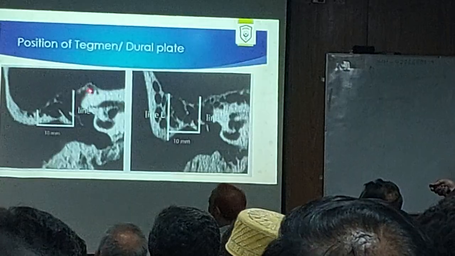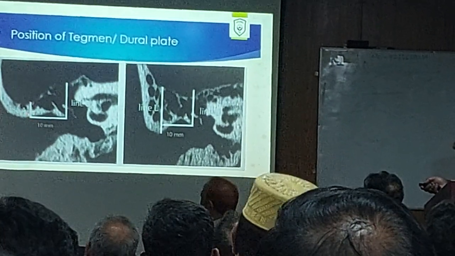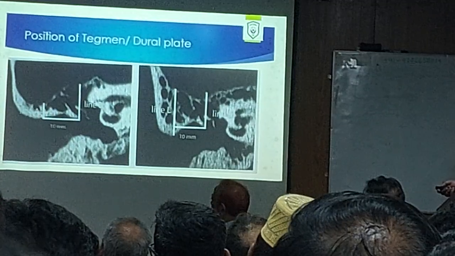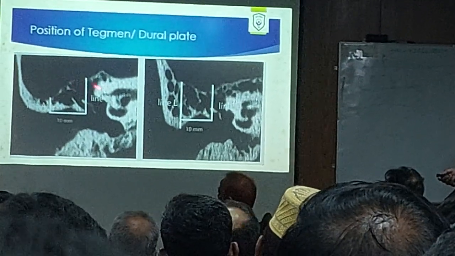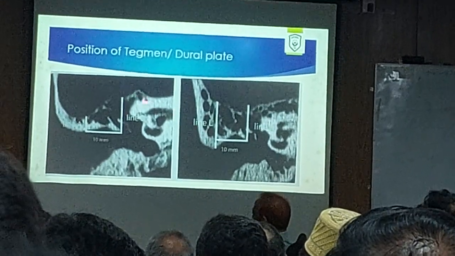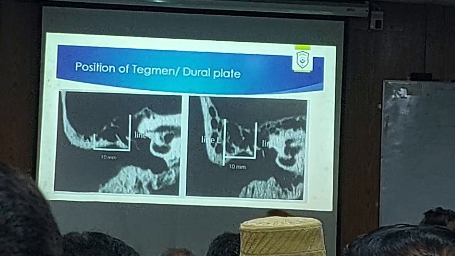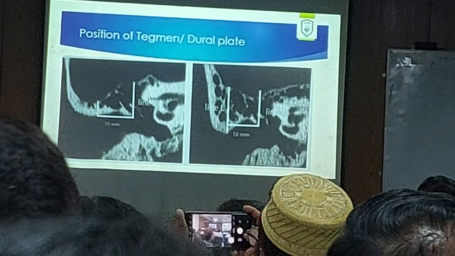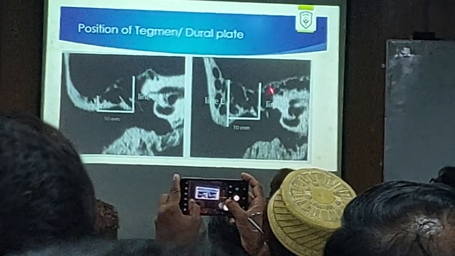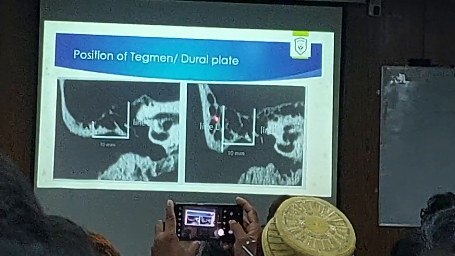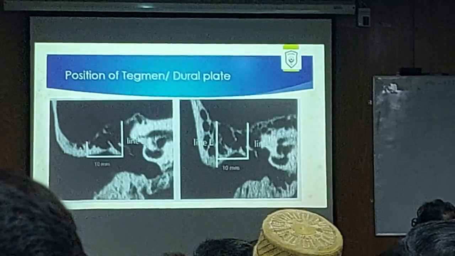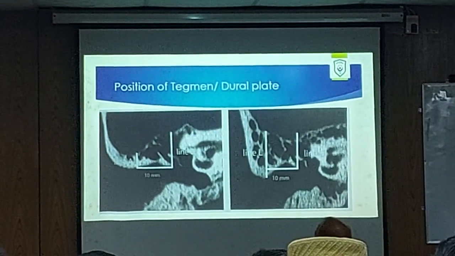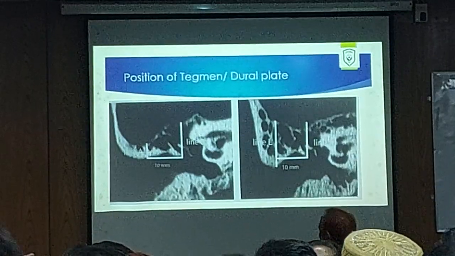This is the A line and this is the B line. If the first line is shorter than the second line, then it is a low-lying dura. If the first line is taller than the second line or equal, then we can say this is a normal tegmen plate.